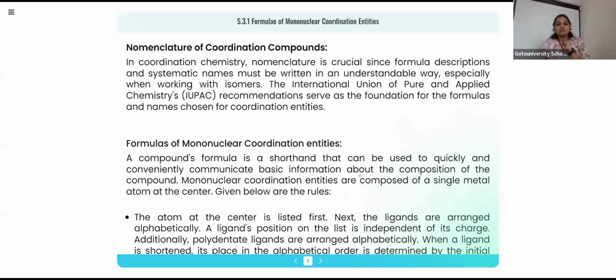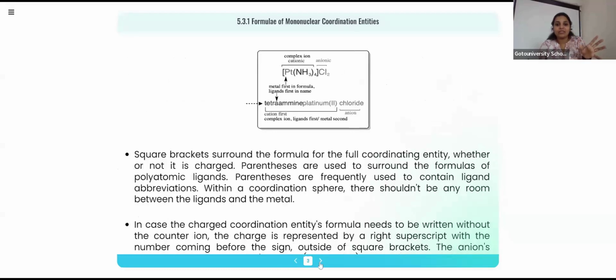We have different rules to determine the nomenclature of coordination complexes. If you get the formula, you can write the name. If you get the name, you can write the structure. Both are possible. First one, formula for mononuclear coordination entities. Here we are discussing how, if the name is given, we can write the complex. But before that, I am moving to the naming part.